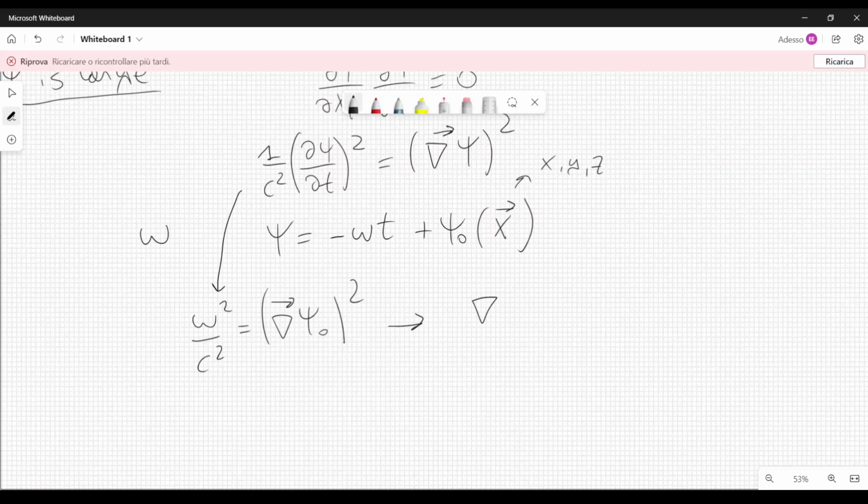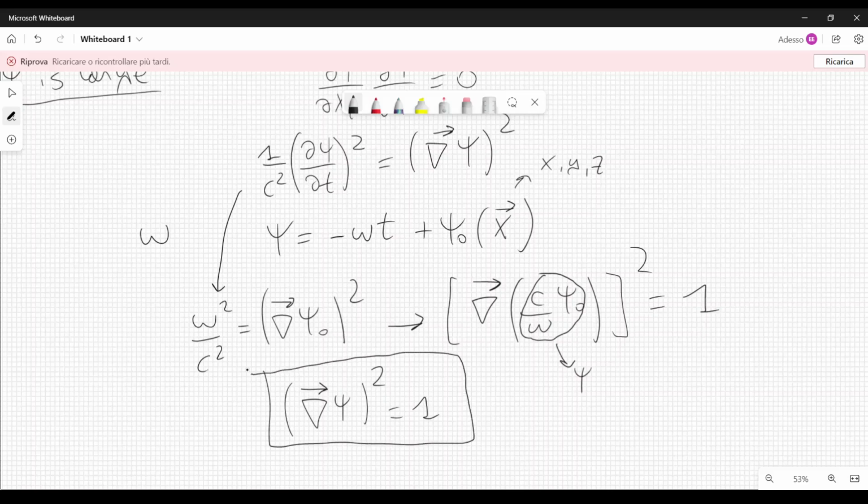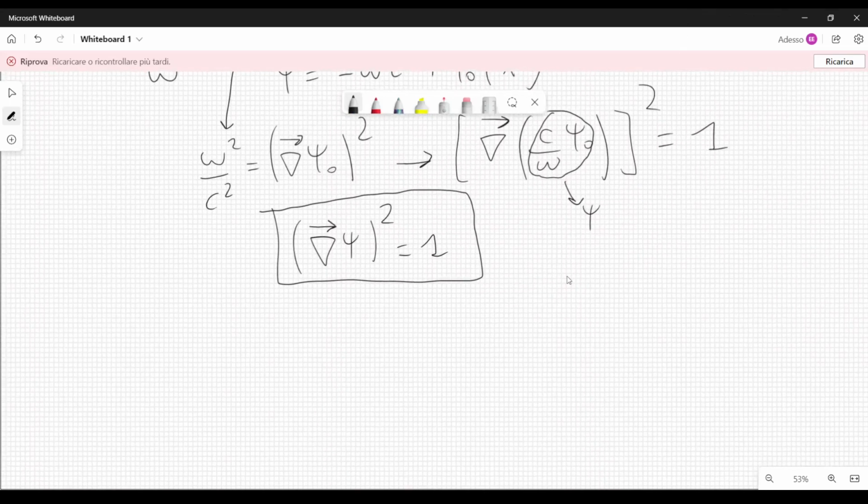And we can also rewrite this as the gradient of c over omega times psi naught, and then we square this, equal to 1. Now let's simply call this function psi. I will just call it psi. It is not the same psi as defined previously, but in this case we have this simple equation: gradient of psi squared equal to 1. And this is a very interesting equation, and it is the starting point for geometrical optics. So we are going to make more considerations on this equation.